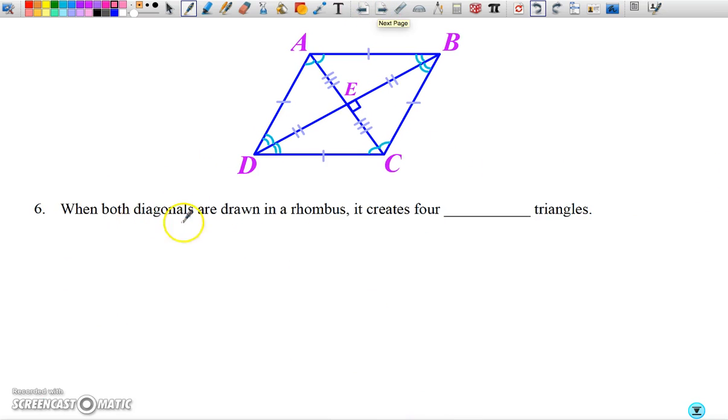All right, number 6, when both diagonals are drawn in a rhombus, it creates 4 blank. And now look at your triangles. We have right triangles, yes, but we also have congruent triangles. So I'm going to go ahead and say right and congruent. Those are both things that happen, and all 4 of them are exactly the same.